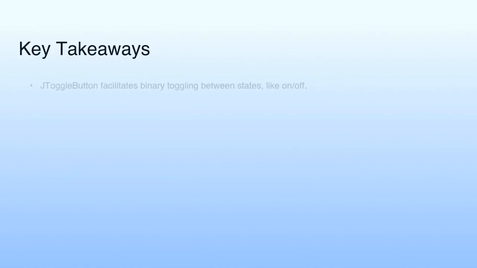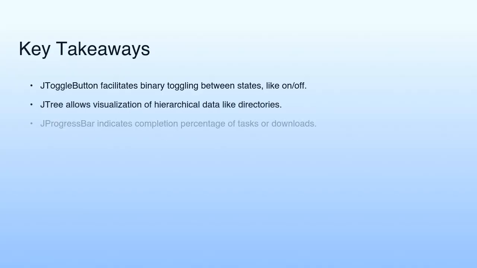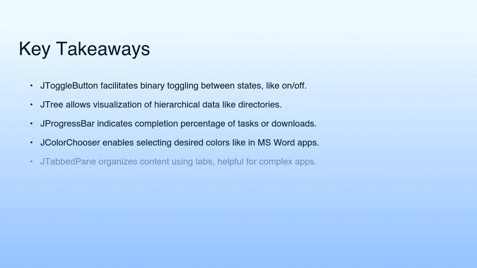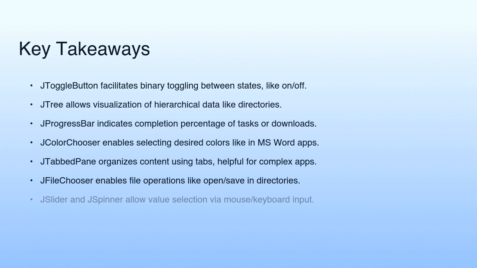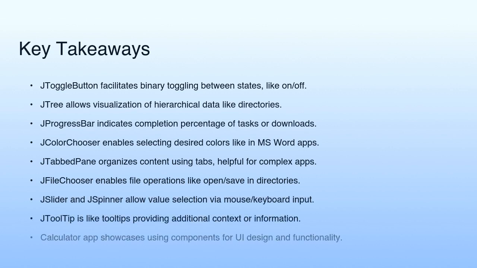In summary, the key takeaways include the functionalities of various Swing components like JToggleButton, JTree, JProgressBar, JColorChooser, JTabbedPane, JFileChooser, JSlider, JSpinner, JToolTip, as well as the design and implementation of a calculator application using these components.